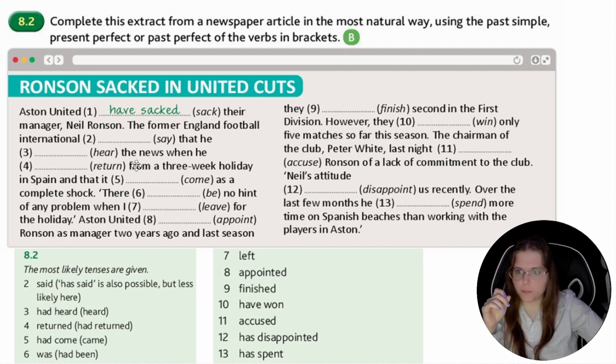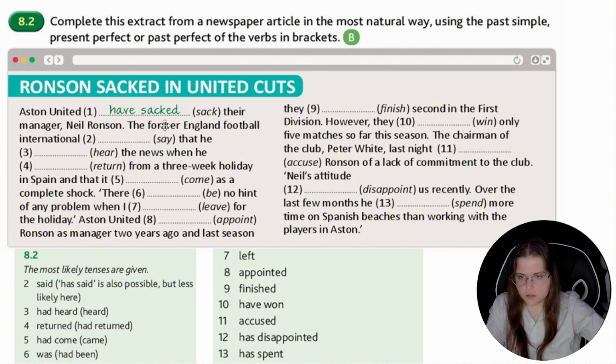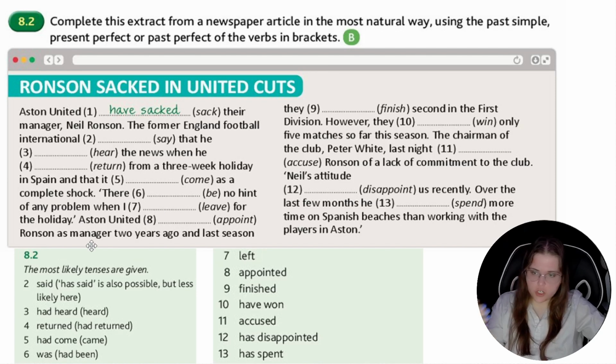Well, one by one. Firstly, they had heard before the former England football international said. And in the second part, it had come before he returned. Well, there was no hint of any problem when I left for the holiday. I left, two actions in the past without any results and without any sequence of actions.